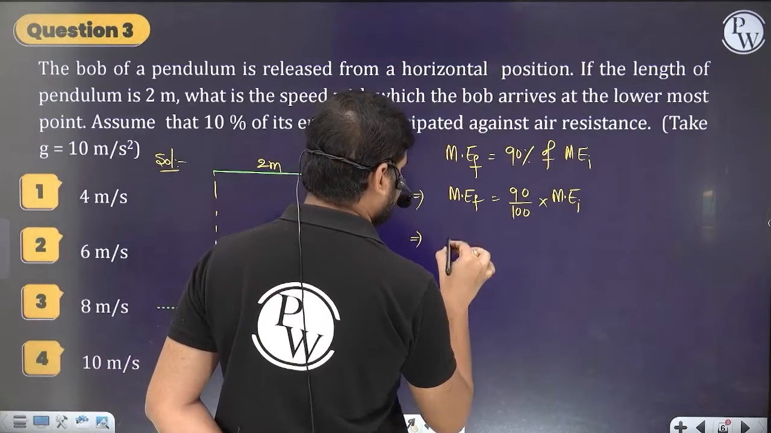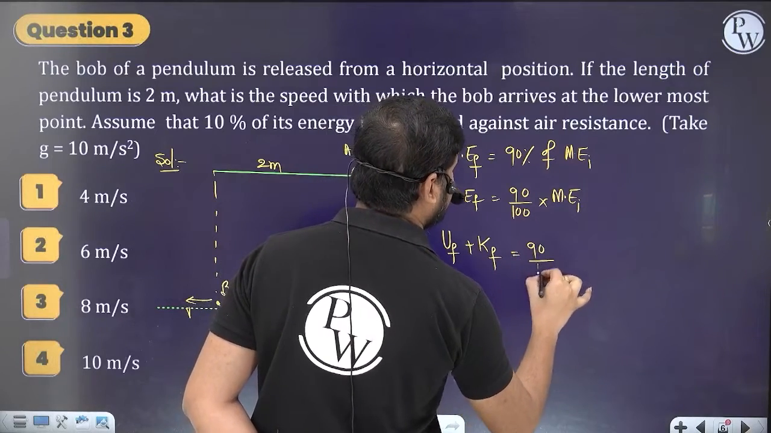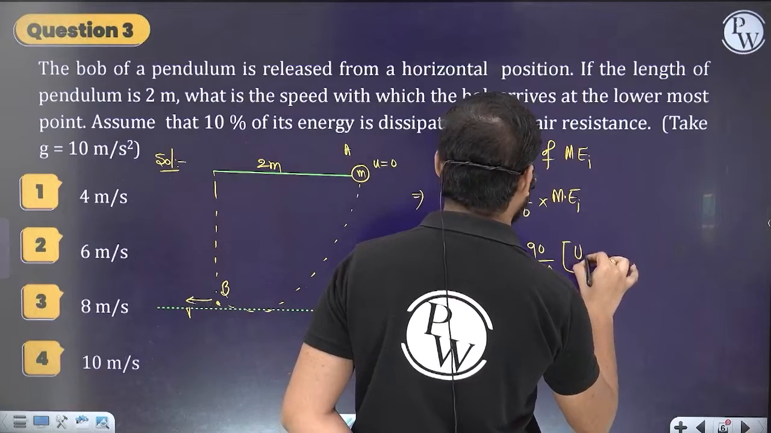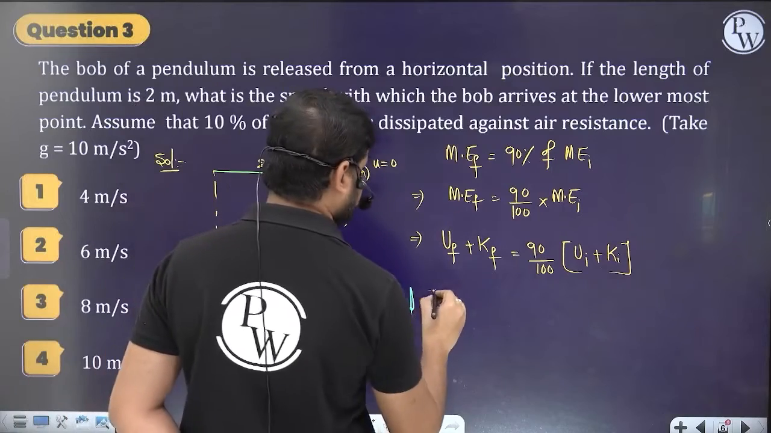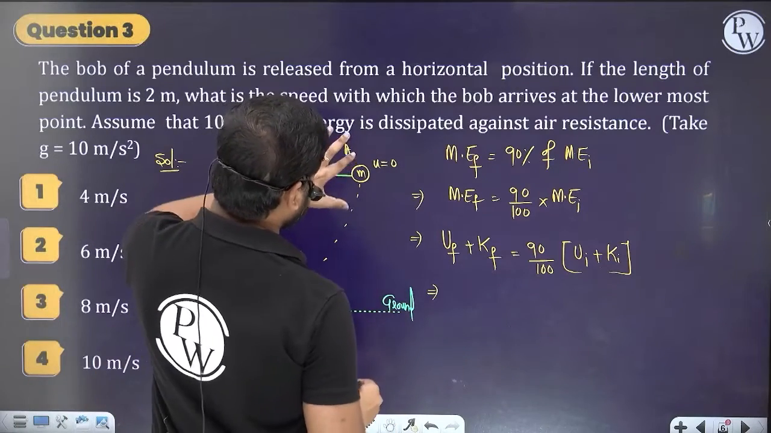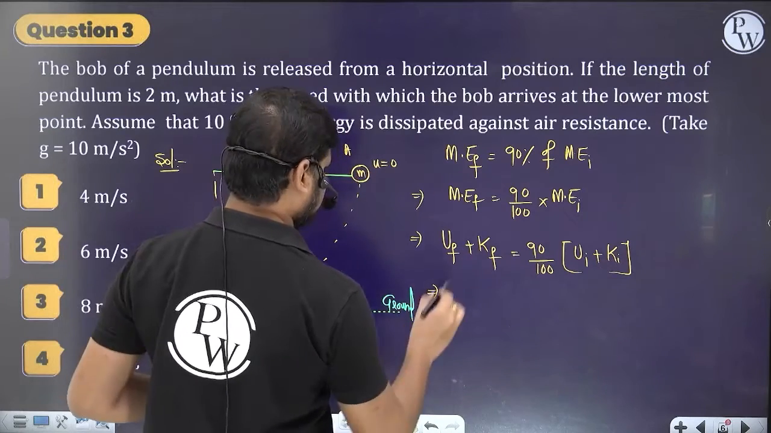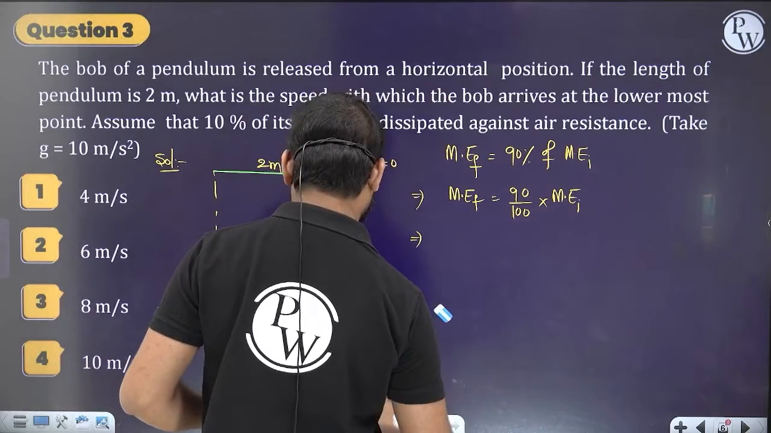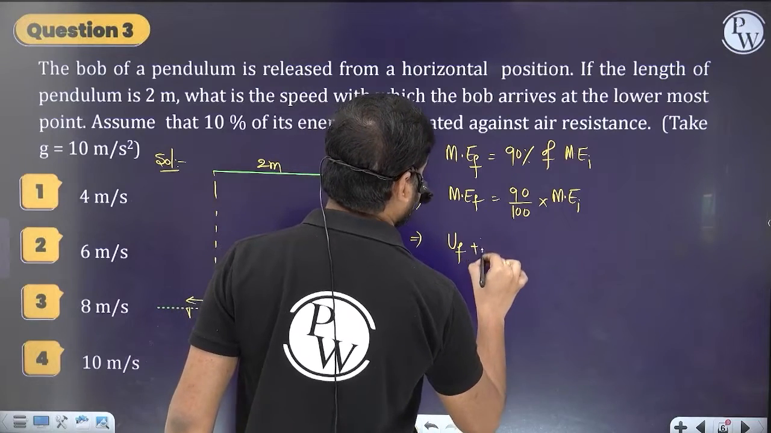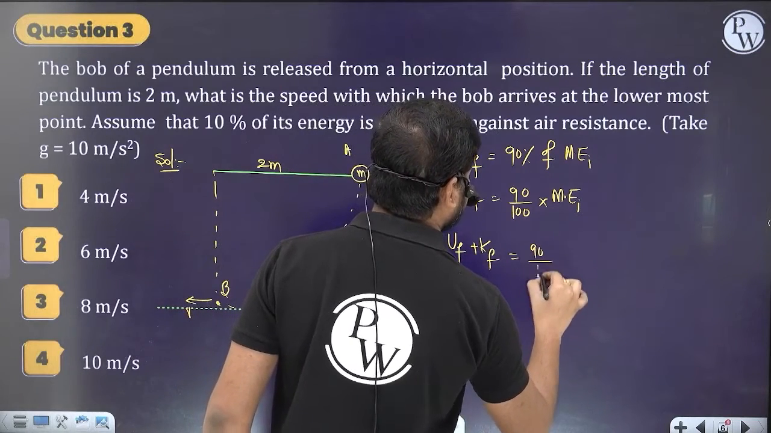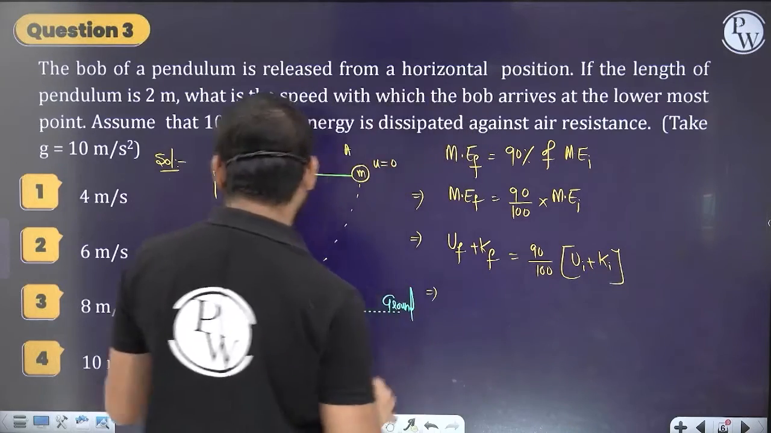Again apply the same concept. Final means U final plus K final is equal to 90 by 100 into U initial plus K initial, right? Consider this as the initial position and this as the final position. Initially its kinetic energy is 0. So Uf plus Kf is equal to 90 by 100 times Ui plus Ki, right? Now this is the final position, point B.